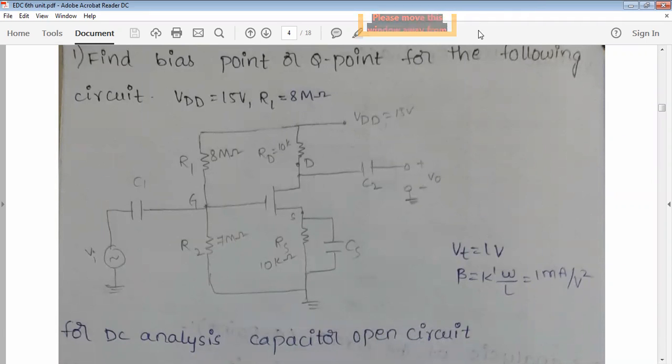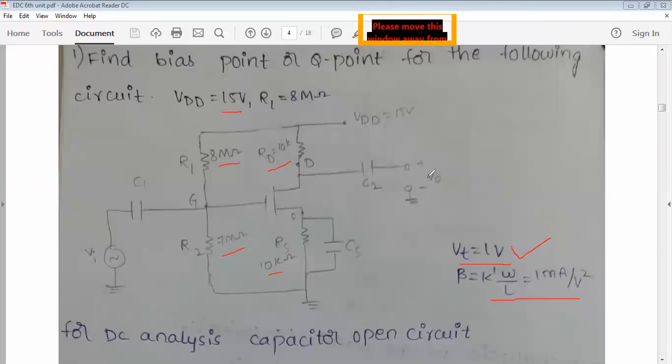Observe here, this is the problem. Find the bias point or Q point for the MOSFET as shown in the figure. The given data is VDD is equal to 15 volts, R1 is equal to 8 mega ohm, R2 is 7 mega ohm, RS is 10K, RD is 10K, and the given threshold voltage is equal to 1 volt, and K dash into W by L value, that is beta, K dash into W by L is equal to 1 milliampere per volt squared. This is the given data.